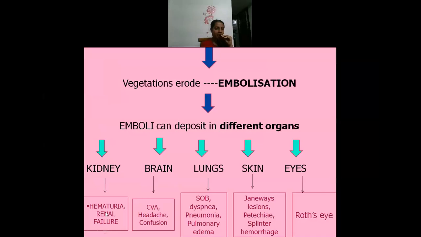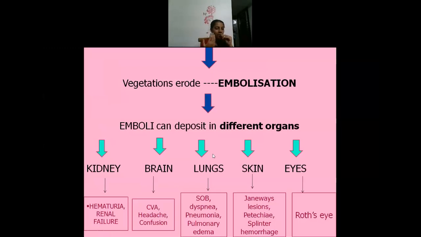If this emboli gets dislodged in the brain, it may result in stroke or cerebrovascular accident. Along with that, the person may have neurological symptoms like convulsions, decreased level of consciousness as well as headache. Next is the lungs. What happens when the emboli affects the lungs? The person will have dyspnea, difficulty in breathing, shortness of breath. They may also develop pneumonia and pulmonary edema.